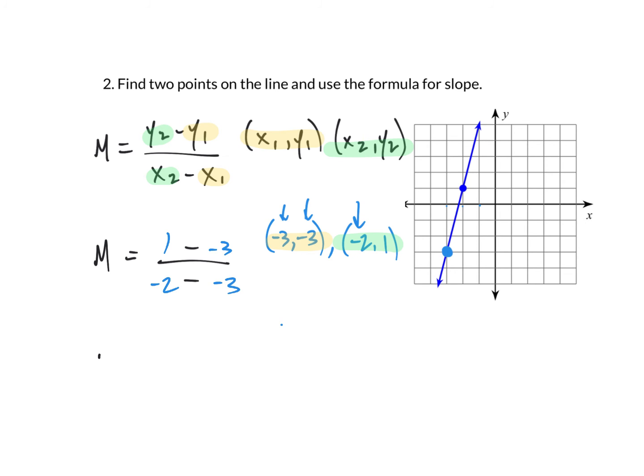So now it's just about doing the math correctly. 1 minus a -3, be very careful, actually equals 4. And -2 minus a -3 is equal to 1. So our slope in this case is 4 over 1, which it's fine to leave. That answer left like that is just fine. Or you could also write it as 4.